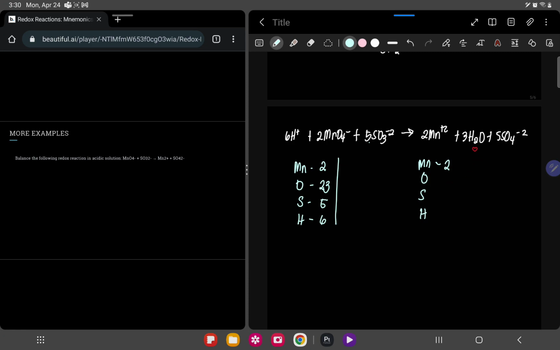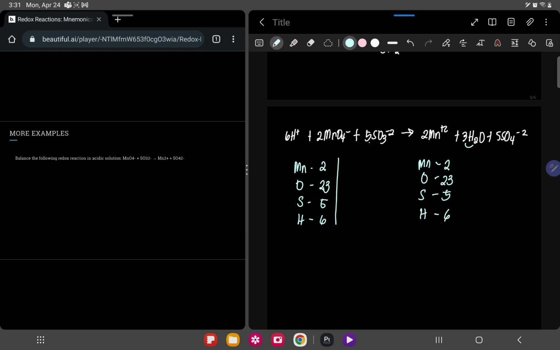So for this side, we have 2 manganese. We have oxygen, which is 3 times 1 is 3. Then 5 times 4 is 20. That will be 23. We have sulfur, which is 5. And we have hydrogen, which is 3 times 2 is 6. Okay, so I think everything on our atoms is now balanced.